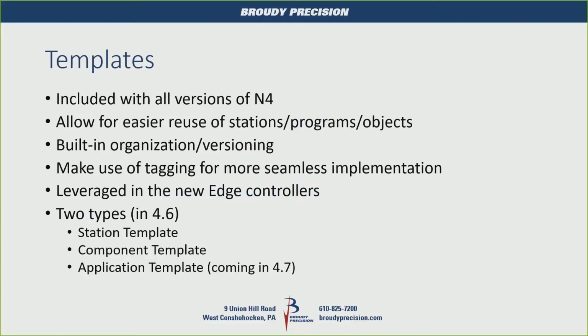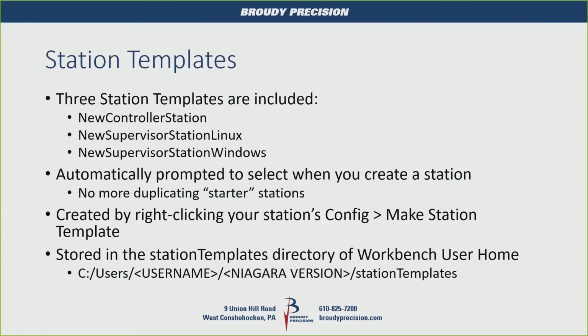As of 4.6, there are two different kinds of templates. There's a station template and a component template. And then in 4.7, there's a third type, an application template, and that's what's used in the edge controllers. The station template is essentially just a pared back version of the component template, because there's less that you can do with the station as far as connections and stuff like that, but we'll show that next.